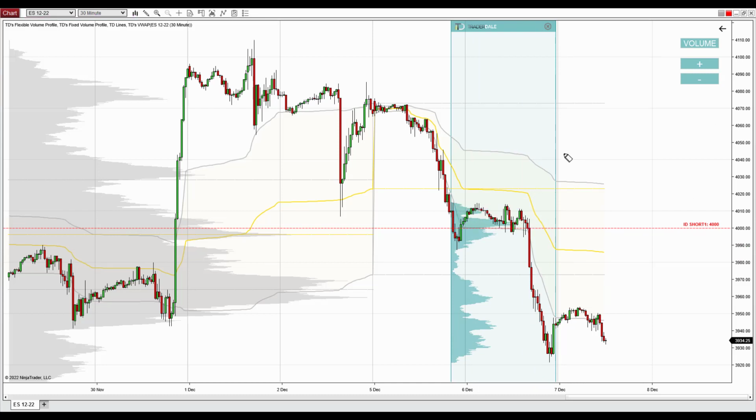Let me delete all that so you can see it better, right? This heavy volume zone. This is telling us that big trading institutions were active here. And because from this rotation there was a sell-off, it is pretty likely that strong institutional sellers were building up their short positions in here, right?